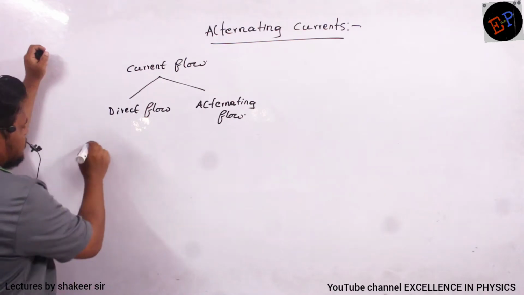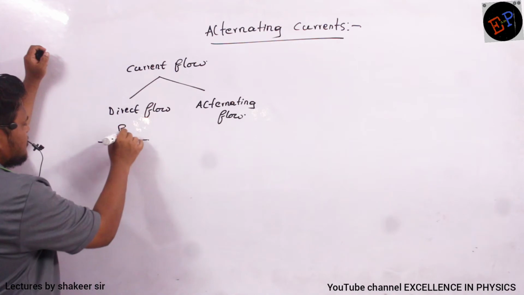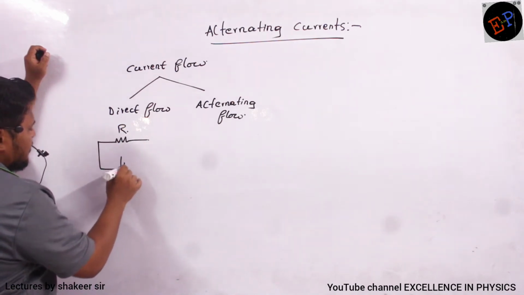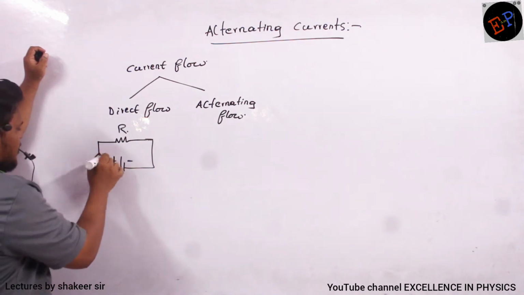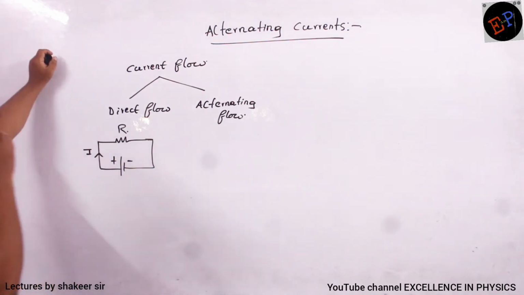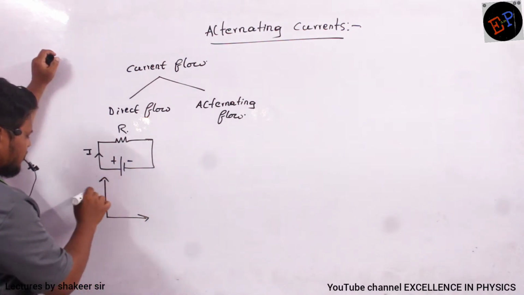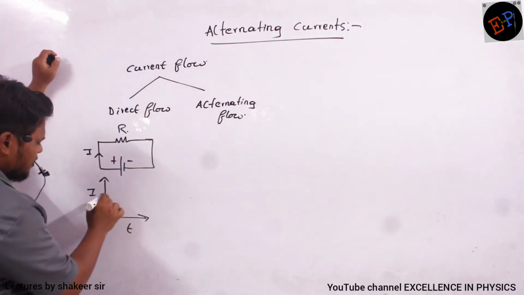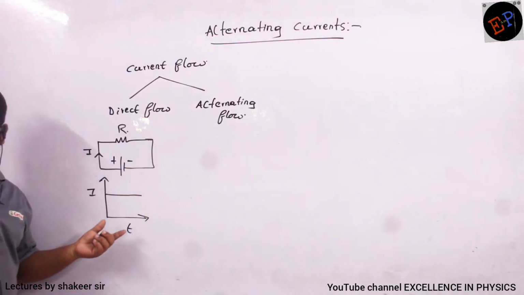See here. For example, in this circuit of resistance R, I connect a battery, a DC source. Then current flows in the same direction with the same magnitude. So if I draw the graph of current with respect to time, then the magnitude of current will be like this. What do you understand by this graph?